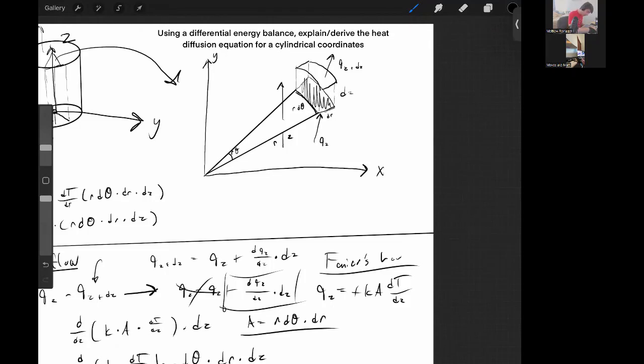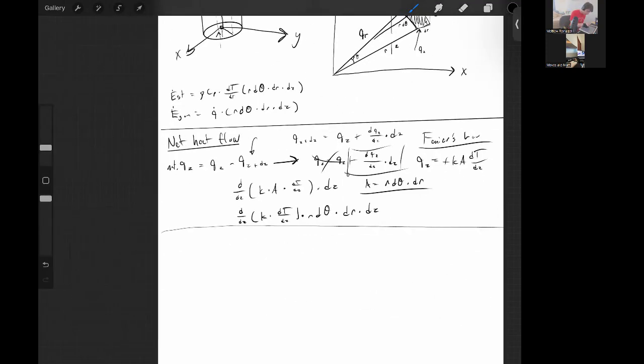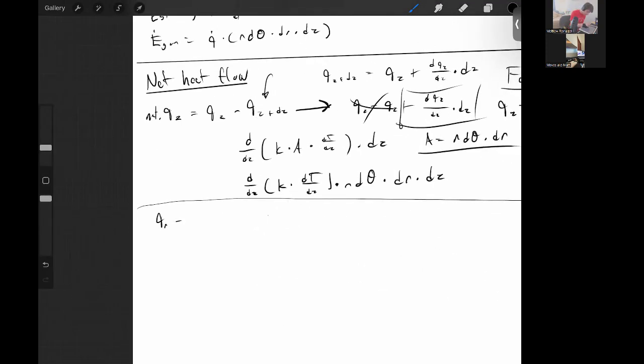So we're going to do it with change of r. Rather than going this way, we're instead going to have our heat flow come in like this. We're going to call this Q of r, and Q of r plus dr. Okay, so let's observe this. We have Q of r minus Q of r plus dr. So this is our net heat flow for the r direction, right?